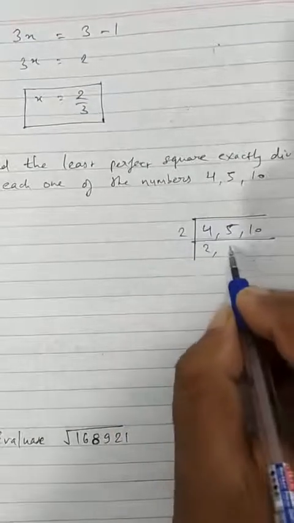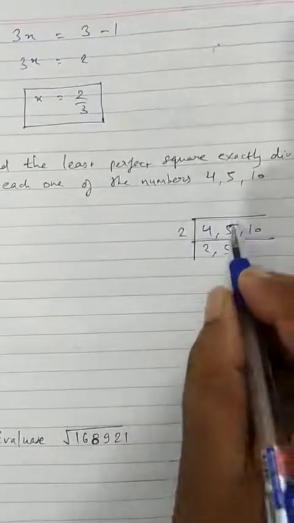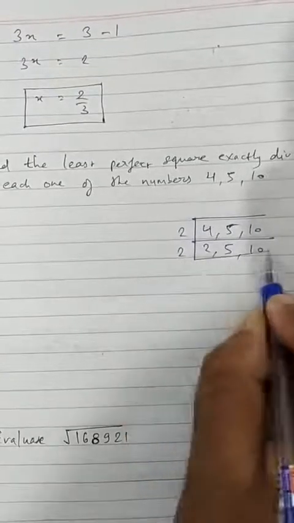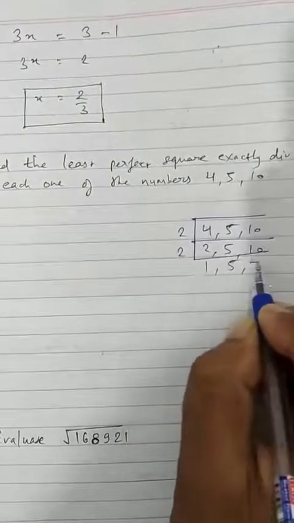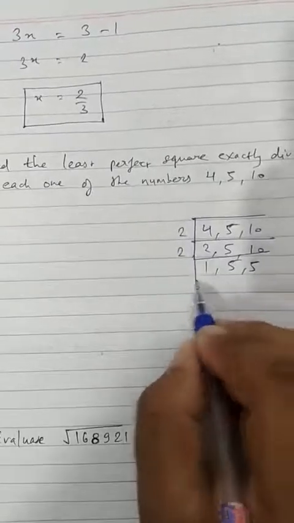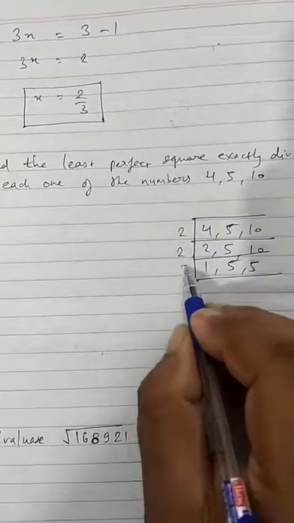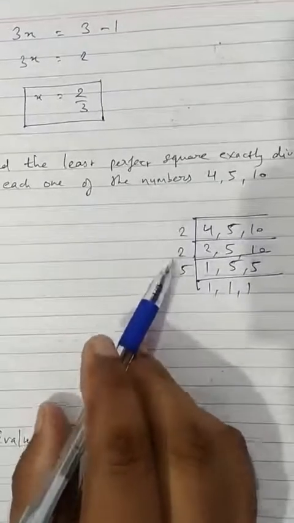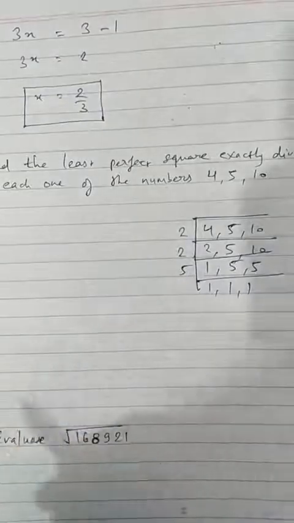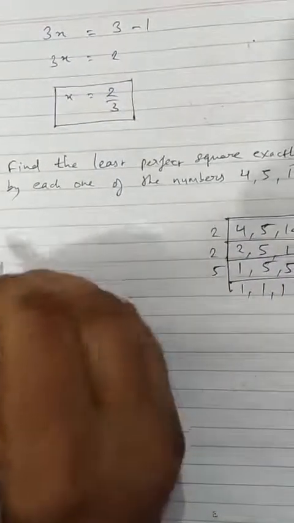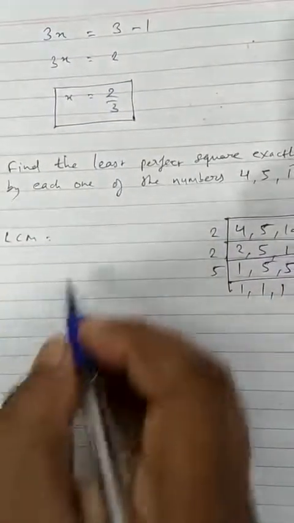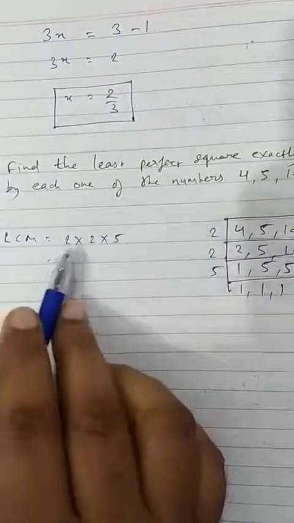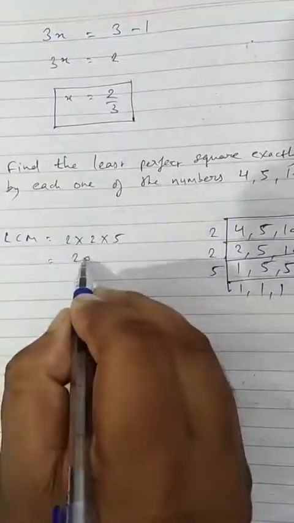2 twos are 4. 5 is not visible. It will be copied, and here we have 10. Again 2 ones are 2. 5 is here. 2 fives are 10. And 5 ones are 5. So 2 twos is 4 and 4 fives is 20. So our LCM is 2 into 2 into 5. 2 twos are 4, 4 fives are 20 is the LCM.